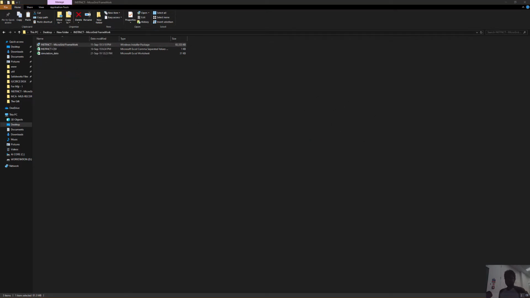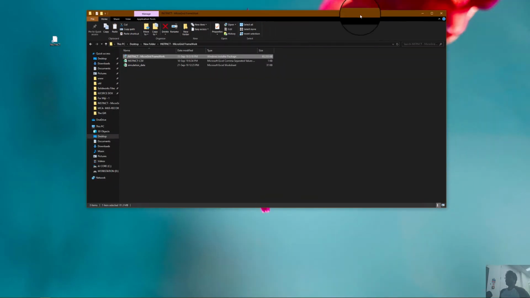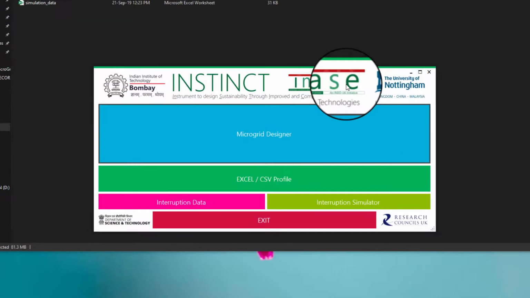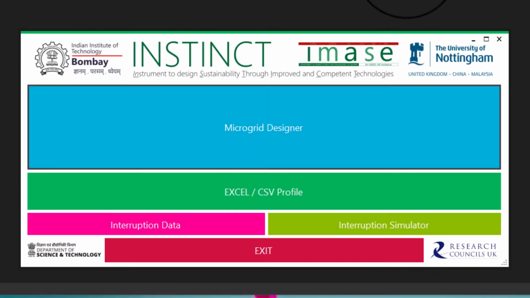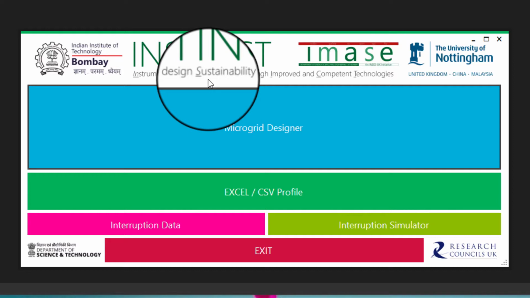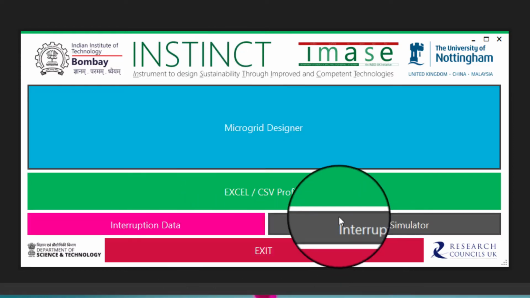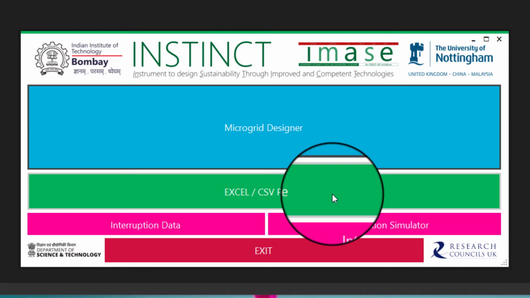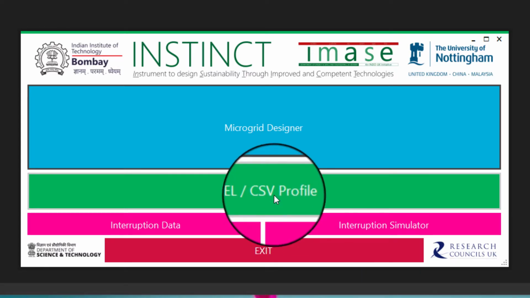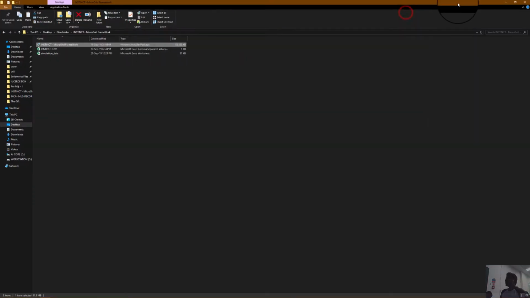After installation, you will find a cursor like this, and you can click on it. This will be the front end of the software, Instinct. Instinct is basically an instrument to design sustainability through improved and competent technologies. For this to work, there are certain prerequisites, that is the data. If you have 24-hour data in CSV format or Excel format, you can load it using this. So let's see how we can do that.